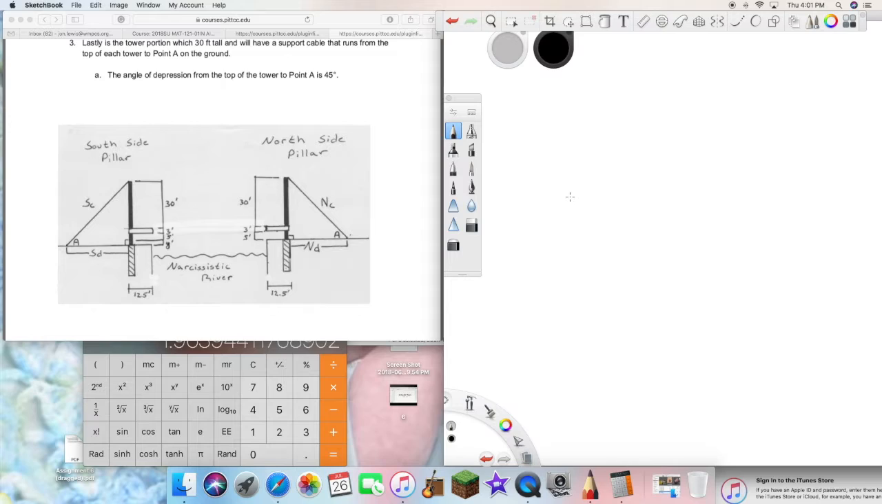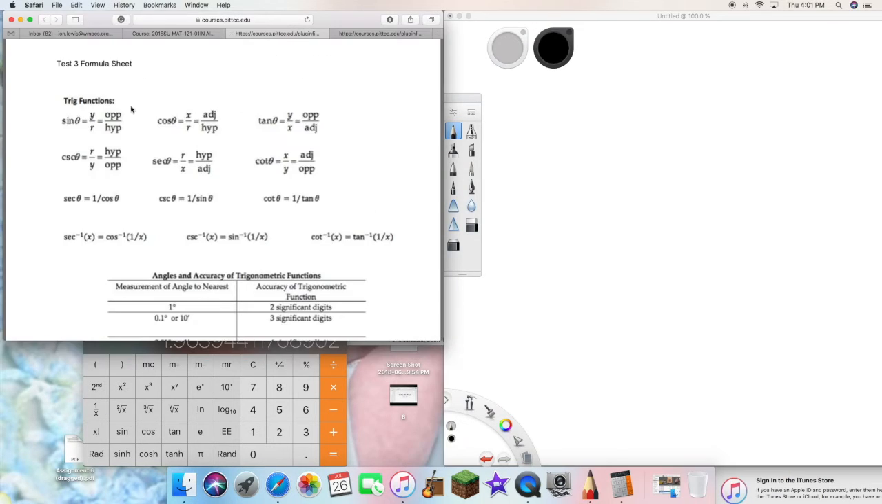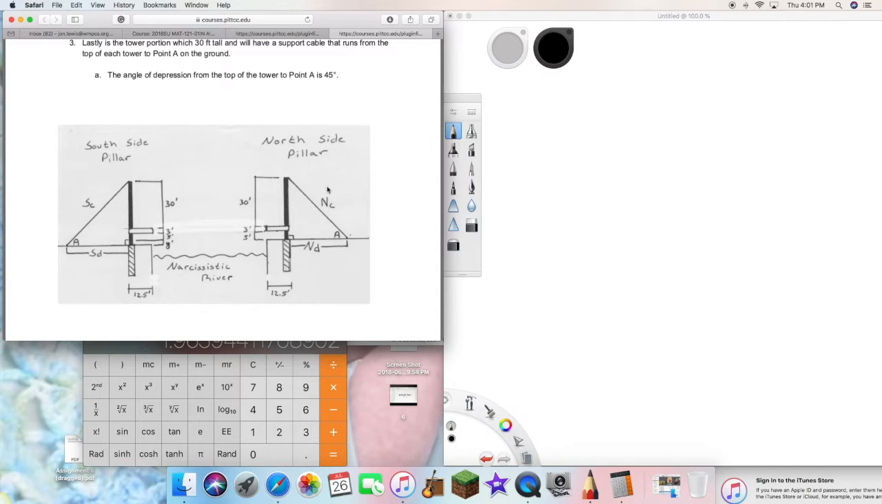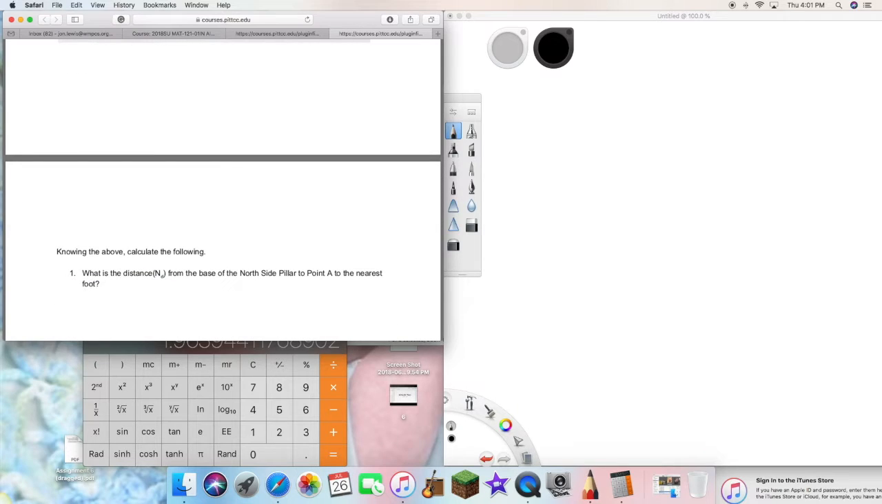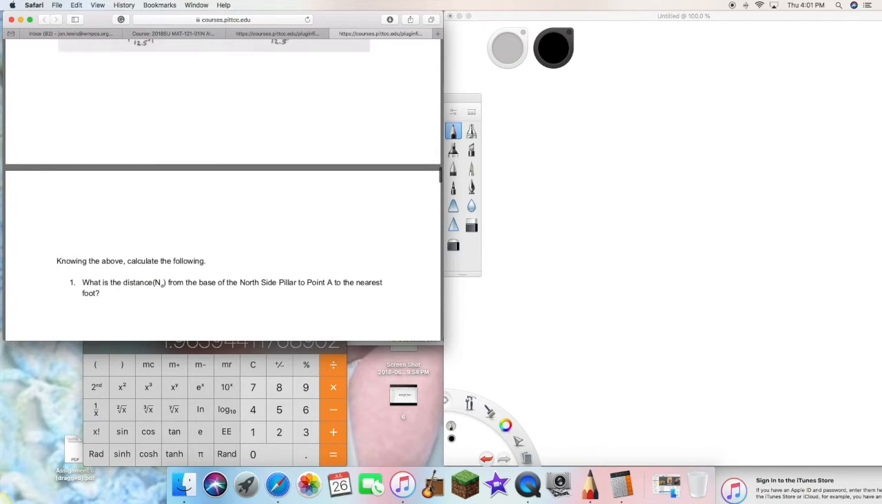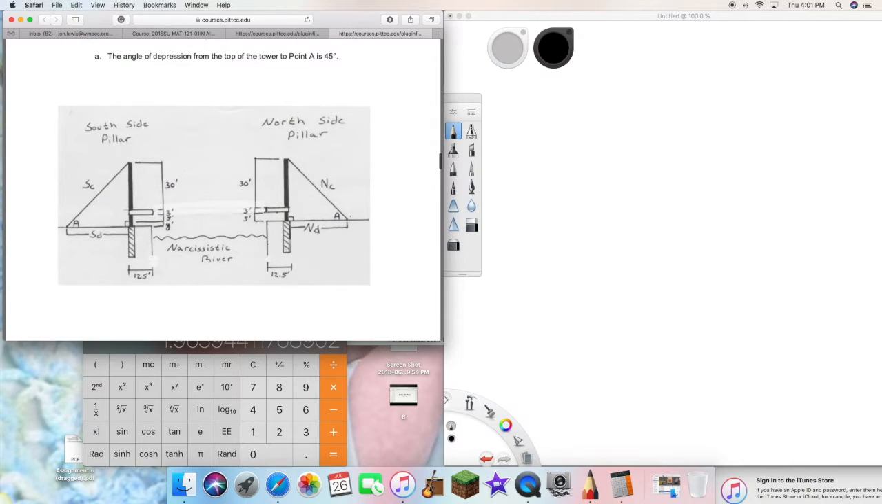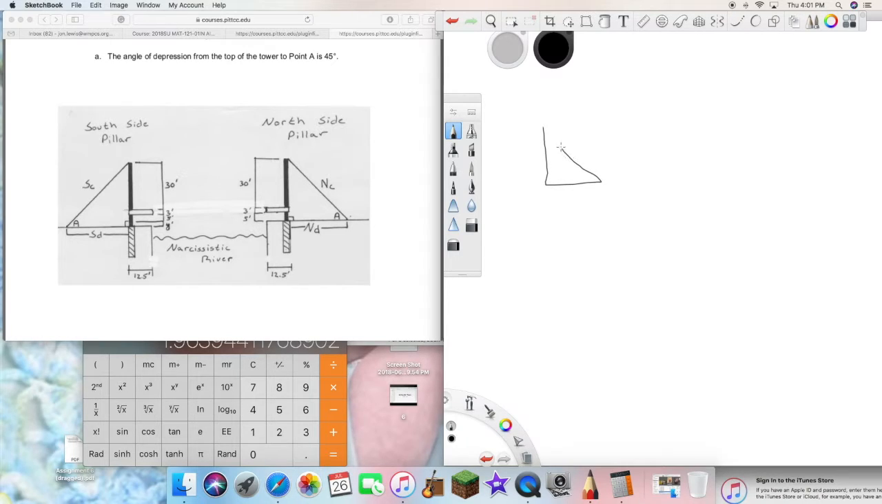You're looking at triangles, you're trying to figure out which one of these equations you will use and how to go about doing it. So the very next question that we have here is asking for the distance of ND. So I'm going to draw this over here to the side real fast. We have just a basic shape here, and according to the north side picture, it says that it's 30 feet here, 3 feet here, and 5 feet here. So this total distance from top to bottom is actually 38.